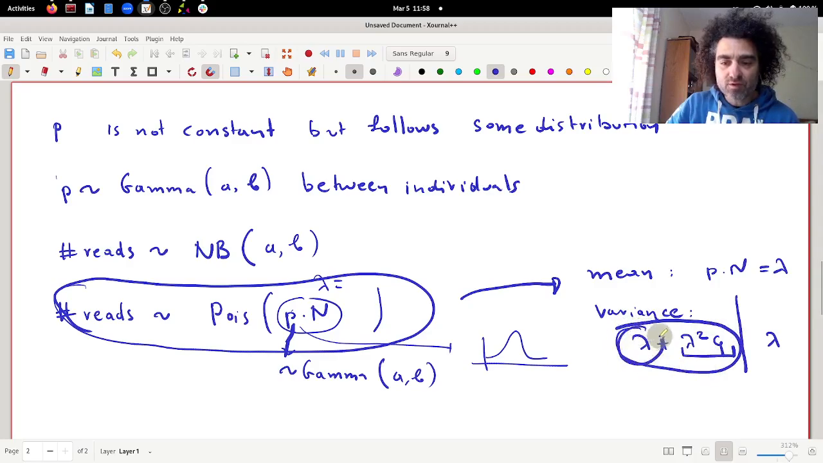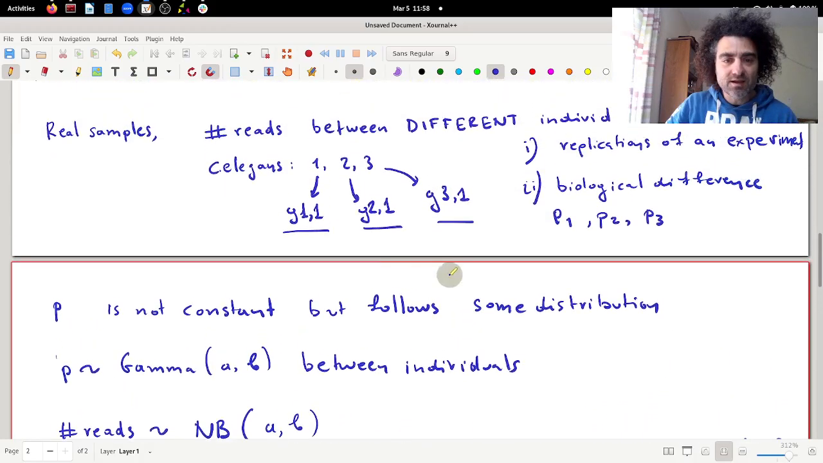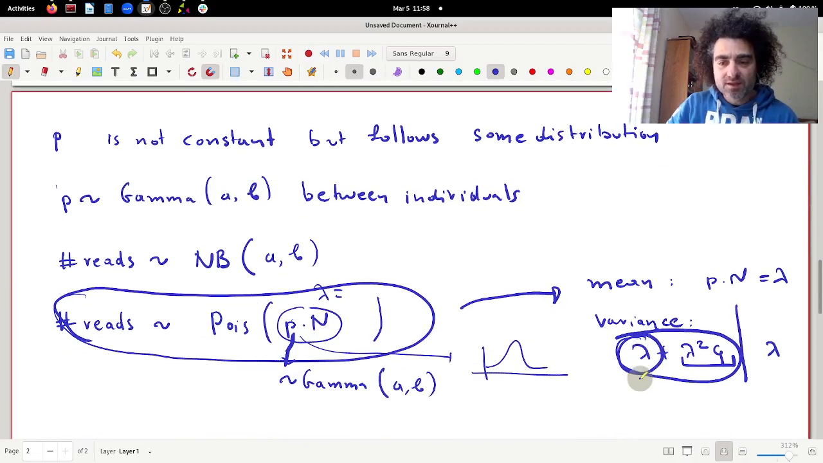One is like the Poisson, and it's the technical replicate. If we repeat the experiment 3 times from the same individual, we would get a different number here, and this is attributed to this lambda. But there is a second part, which is this one, and this actually reflects the biological difference between the individuals.